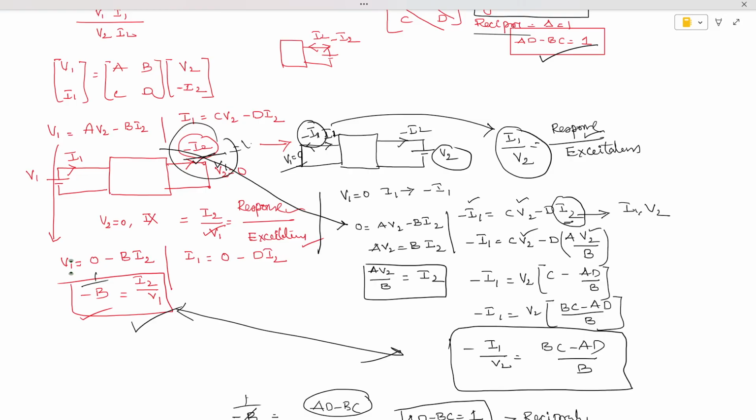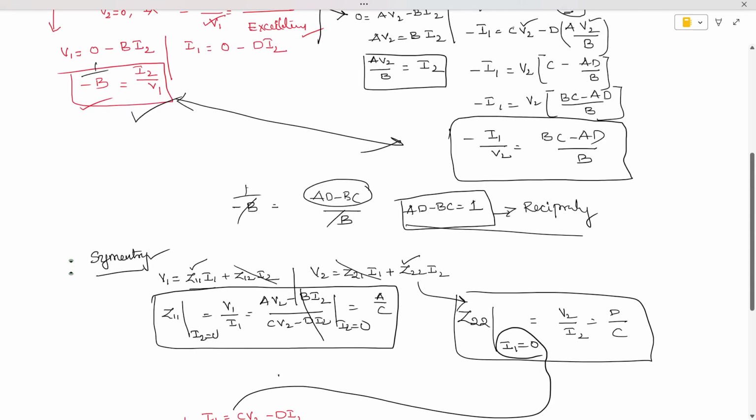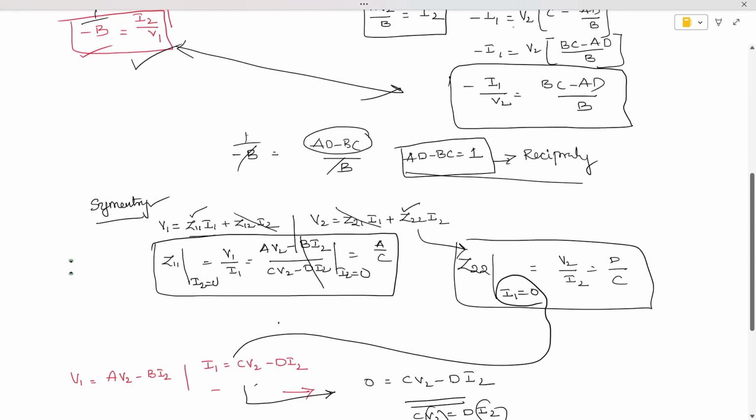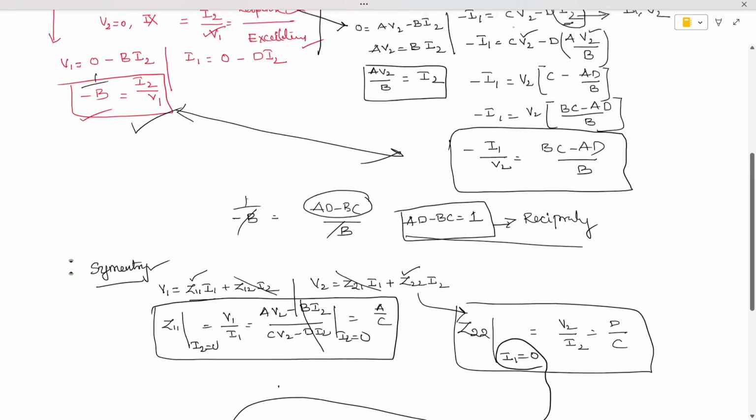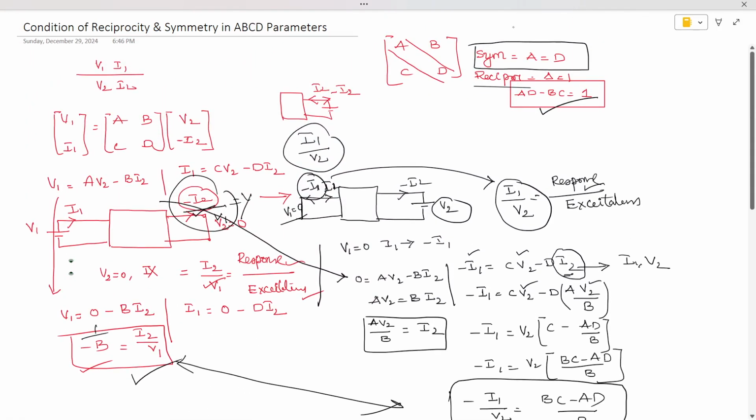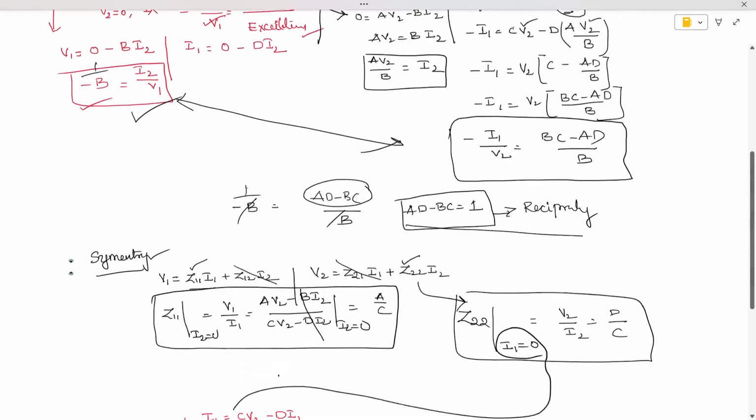First, the excited I2 response is I2 by the excitation V1. We find this ratio, which is nothing but admittance. Here we are exciting the output port and finding the current, so the response is I1 and the excitation is V2. We compare these values and get the condition for reciprocity AD minus BC. Just remember all the time: you get the condition for symmetry by comparing diagonal elements, and the condition for reciprocity by comparing the off-diagonal elements. But here the off-diagonal element B is not equal to C, that is why you have to use the determinant value is 1. Hope I have cleared your doubts.